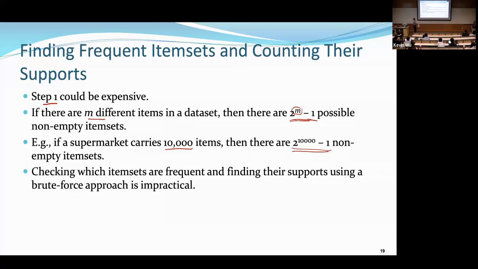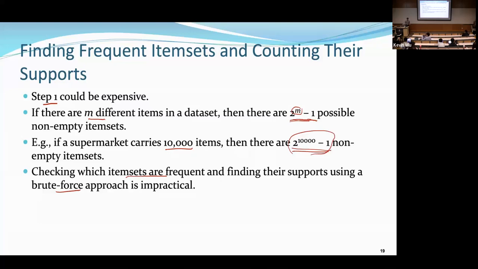So this is impossible. It is impossible for us to enumerate all of the possible item sets and check the support count to see which one is frequent or not, all right? So checking which item sets are frequent and finding the support using a brute force approach is impractical because there are so many possible item sets for us to check.